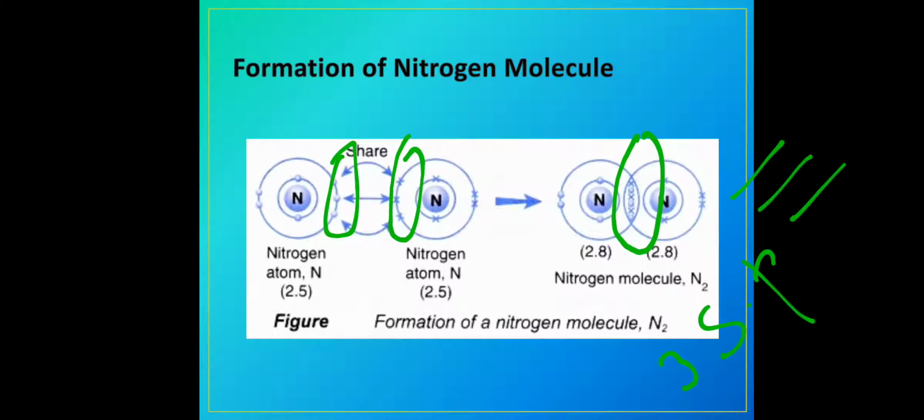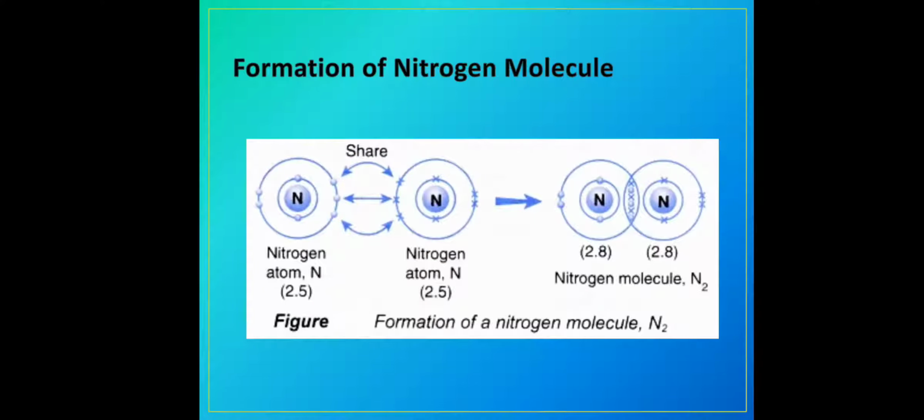A bond is always represented between 2 electrons. So when you have 6 electrons in common space, it will be a triple bond. So nitrogen molecule has a triple bond. Oxygen molecule shares 4 electrons, so it has a double bond. Okay. So this is the formation of a nitrogen molecule. This is the orbital diagram for it.